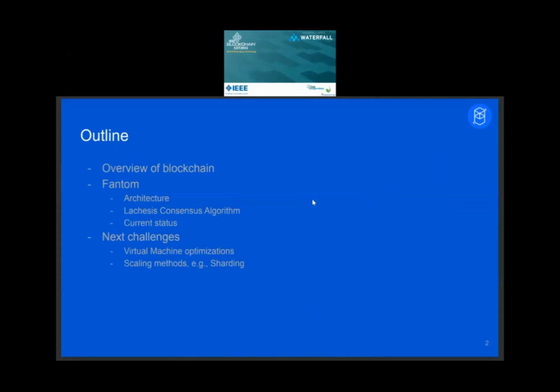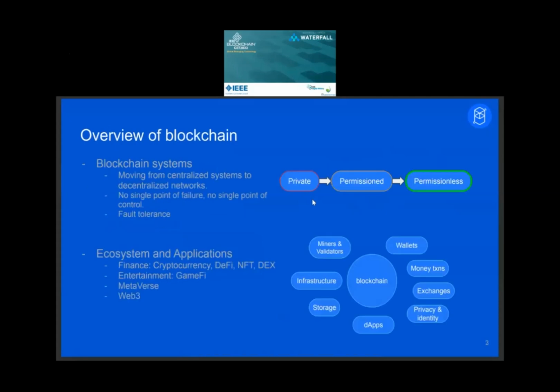Let's start with blockchains. People have studied blockchains for many years. They shift to use blockchain systems to move from centralized systems to permissioned networks to permissionless networks. Decentralization gives many benefits, including no single point of failure, no single point of control, and its major advantage is fault tolerance. There are a lot of applications of blockchain, such as decentralized applications in finance, entertainment, social networking, and many more.